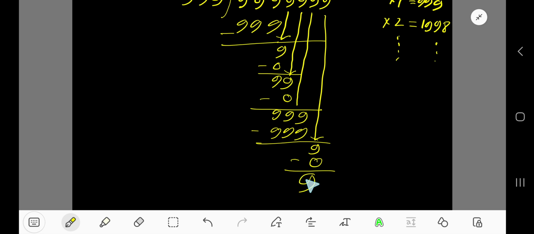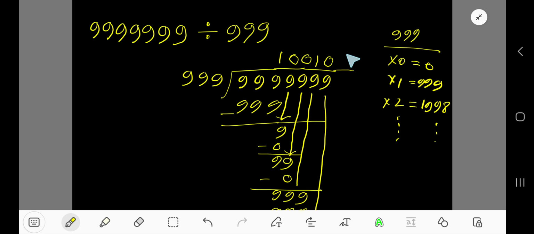So this is our remainder. So our answer is this, remainder 9. Okay, that is our answer: 10,010 remainder 9.